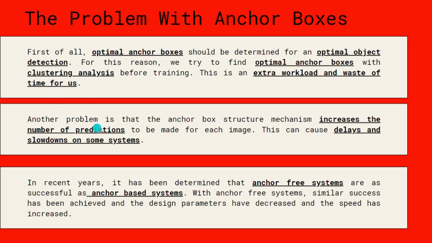And another problem is that the anchor box structure mechanism increases the number of predictions to be made for each image. This can cause delays and slowdowns on some systems. Since we are using anchor boxes to make predictions for the bounding boxes, there are going to be a lot of predictions, and each of these predictions is going to cause a delay or a slowdown in our system.